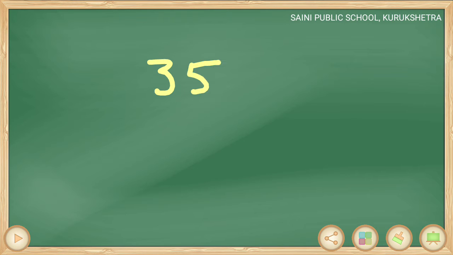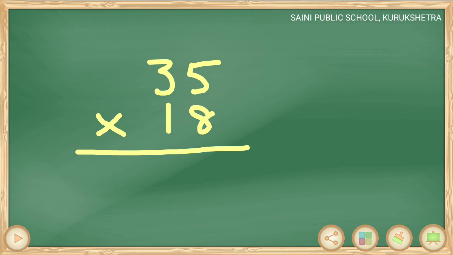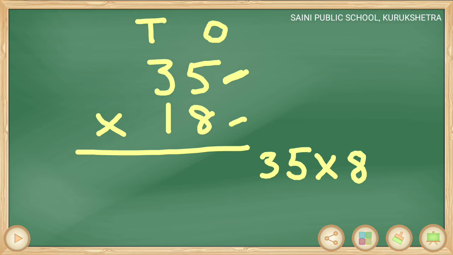35 multiply, this is the sign of multiplication, by 18. Now these are two-digit numbers, so first of all write the places here, ones place and then tens place. Now we will multiply 35 by 18. The procedure is the same as we have done for multiplication of a two-digit number by a one-digit number. First of all we will multiply 35 by 8, in the same way as we did in our previous lecture. So start doing multiplication, 35 by 8.